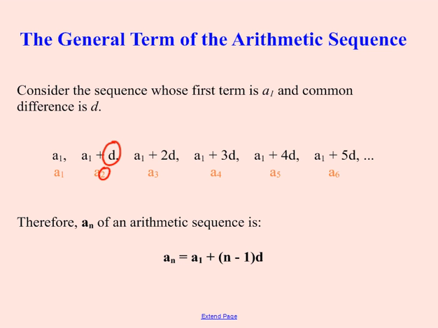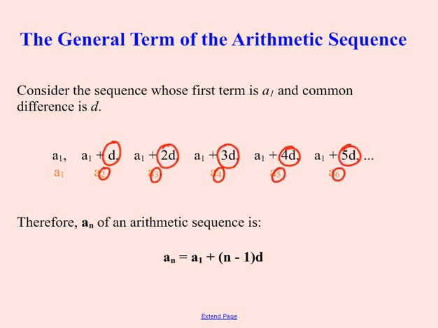So that's 1d, but it's the second term. This is 2d, even though it's the third term. 3d is the fourth term. 4d, even though it's the fifth term. 5d for the sixth term, and so on and so on. So if we see this pattern and we understand it, we can write it out in an equation.